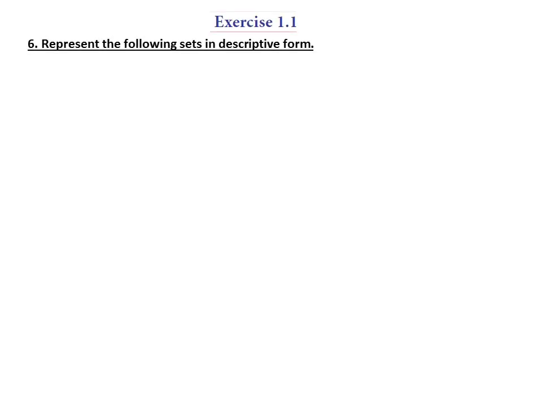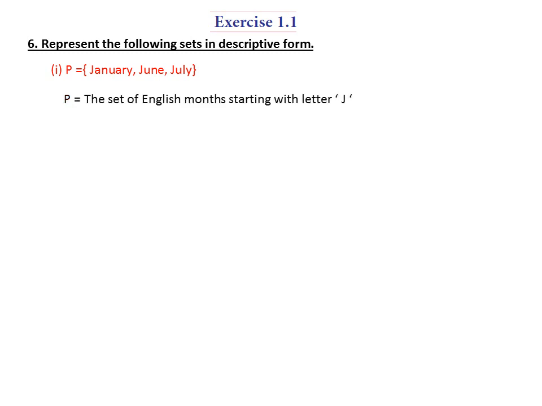Next problem. Represent the following sets in descriptive form. You are going to describe it by using the words. Look at this. P is equal to January, June, July. These are all the English months starting with the letter J. So write the set of English months starting with the letter J. That's enough.